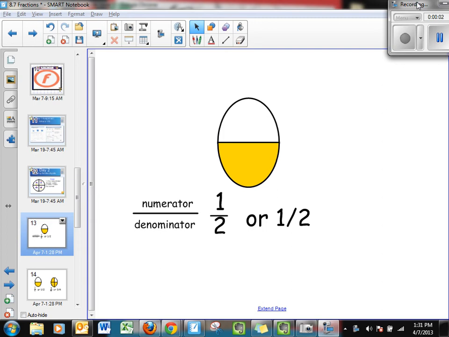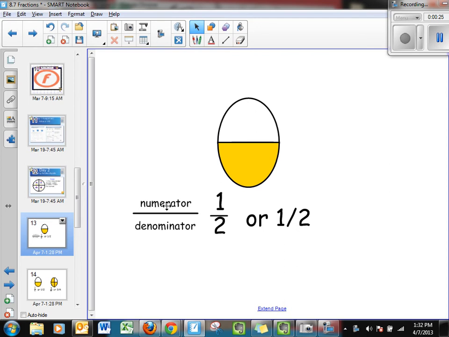In today's math lesson, we're going to review a little bit about fractions from the last lesson, as well as continue to talk a little bit more about the different pieces in a fraction and how we would label a fraction. You can see here on the screen that I have a circle, and I also have some words. I have the word numerator, and I also have the word denominator.